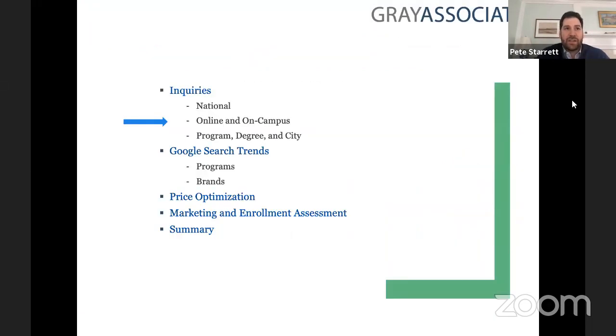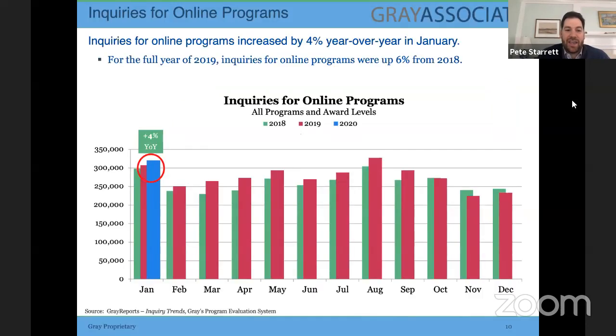So now we'll jump to look at the shift between online and on campus. And for those of you who have been on many of these webinars, online's obviously been the bright spot as we've looked at this data for most of last year. Online has been increasing and continues, or really, again, changes that decline we saw to now it's up 4% in January.